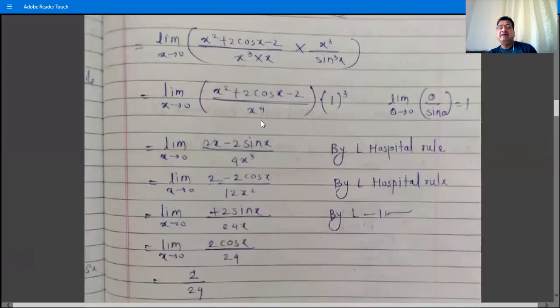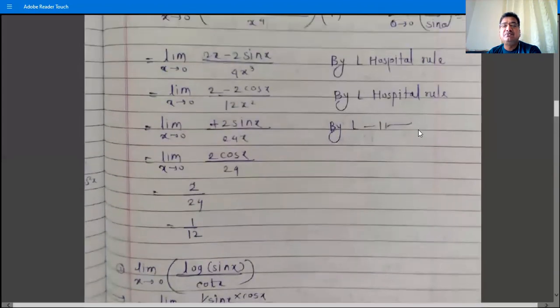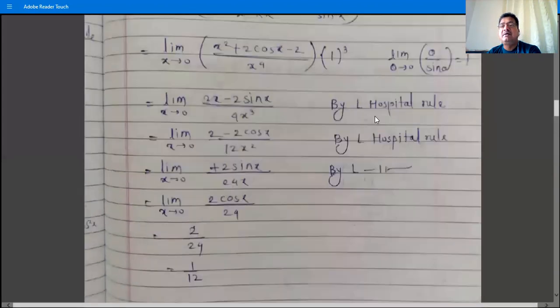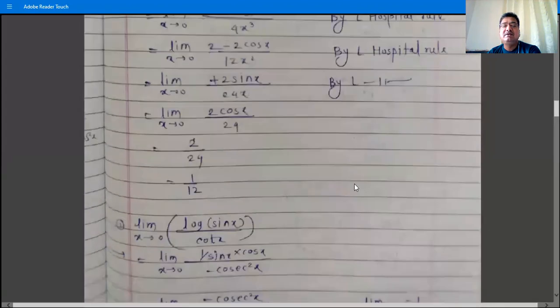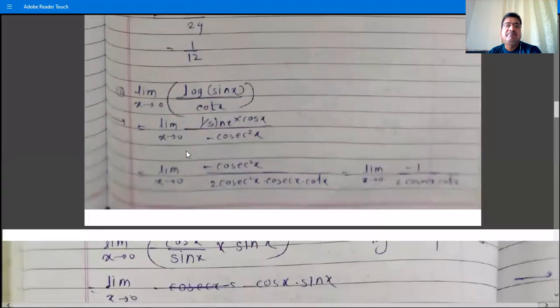So don't use directly L'Hospital rule. Cancel this function sine cube x by using this rule, and then apply L'Hospital rule. So totally we have to apply L'Hospital rule, suppose 1, 2, 3, 4, 4 times, and then we have this answer 1 by 12.